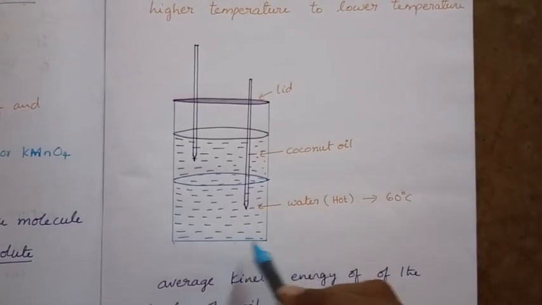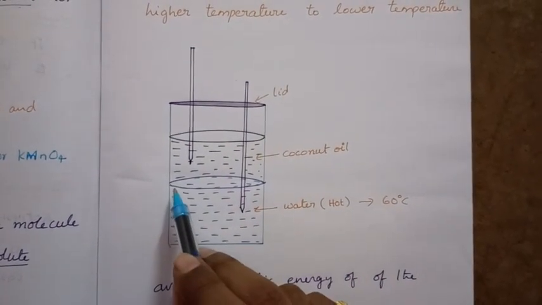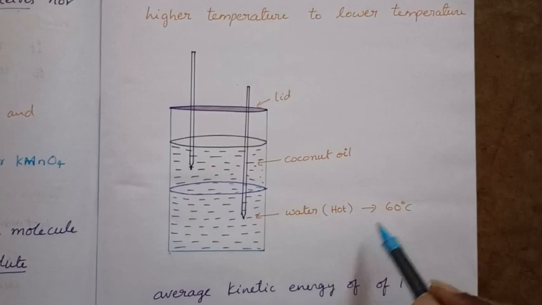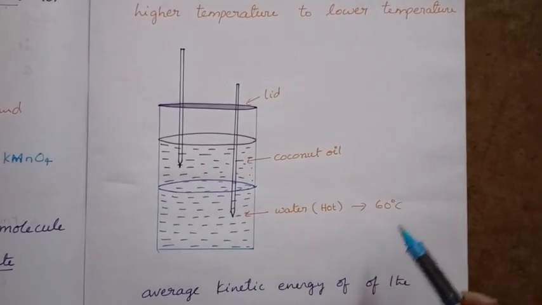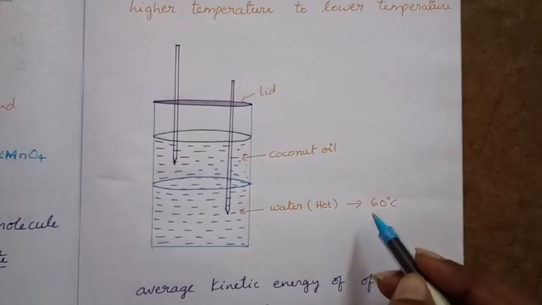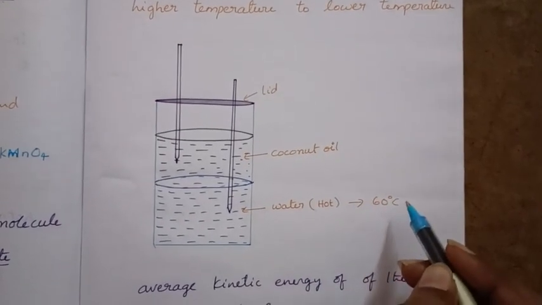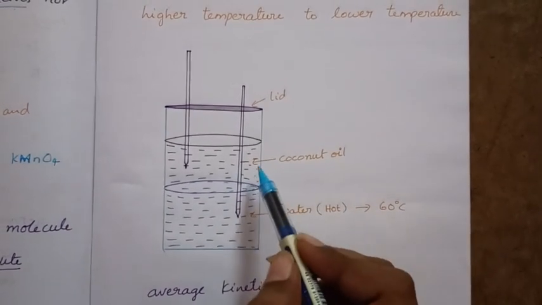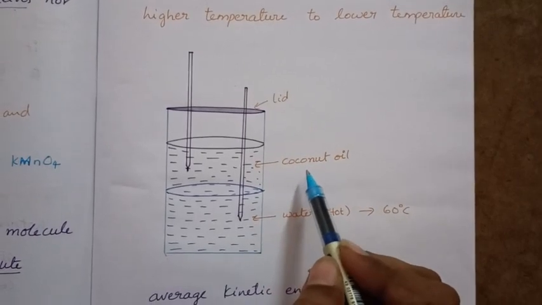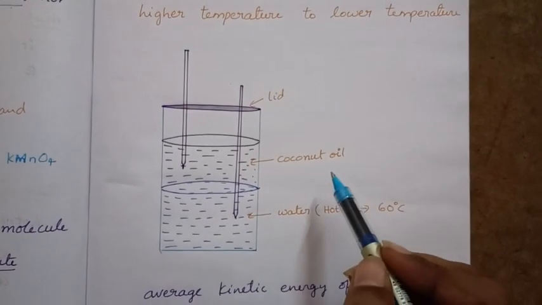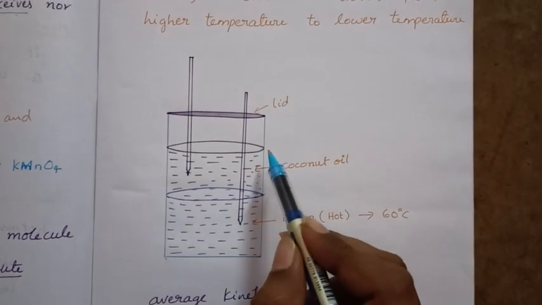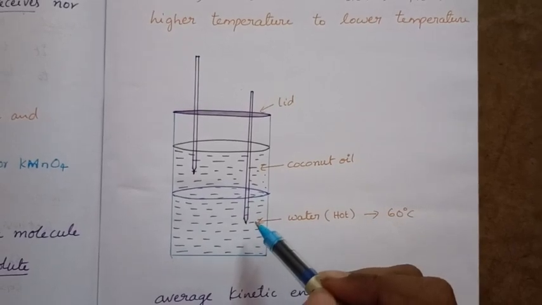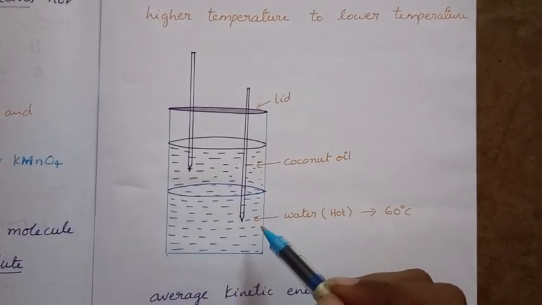Now first we should take the vessel. Less than half of the vessel is filled with hot water whose temperature is 60 degrees Celsius. This 60 degrees Celsius is not fixed. We can take still more, 80 or 90 degrees Celsius also. Next, we should take coconut oil, which is at room temperature, meaning lower temperature. We should gently pour it on the surface of the water. We should make sure that they do not mix.